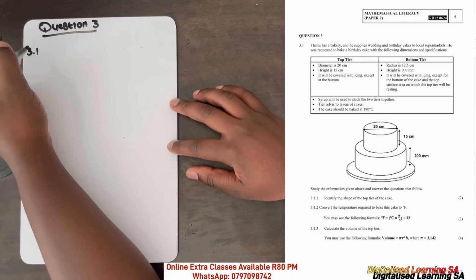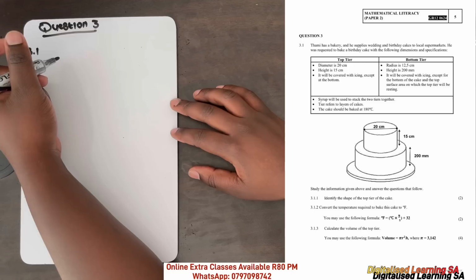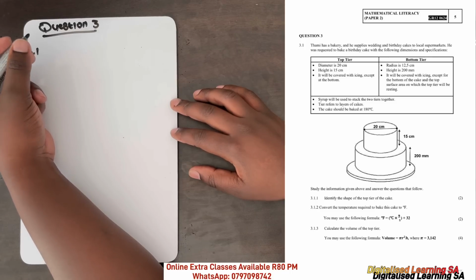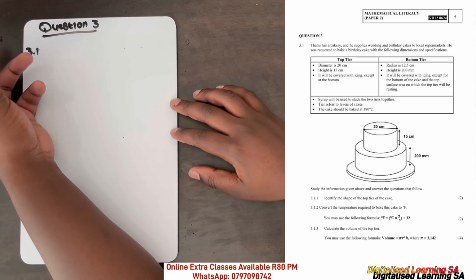3.1. So we are told that Tammy has a bakery and he supplies wedding and birthday cakes to local supermarkets. He was requested to bake a birthday cake with the following dimensions and specifications. The cake that Tammy is going to bake has a top tier and a bottom tier, and the top tier has a diameter of 20 centimeters and a height of 15 centimeters, and it will be covered with icing except at the bottom.